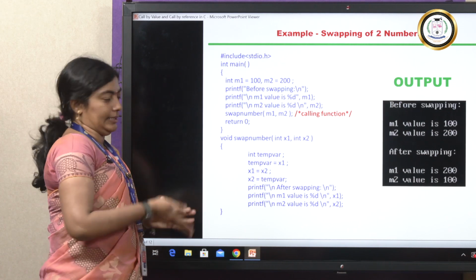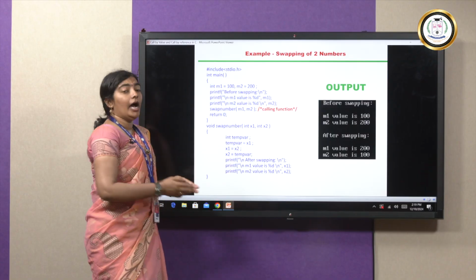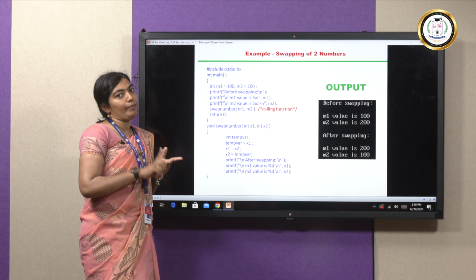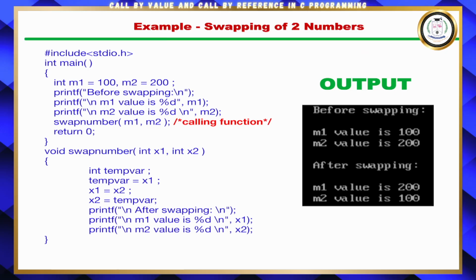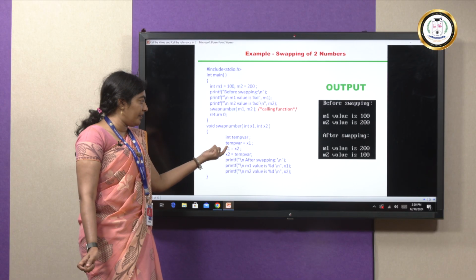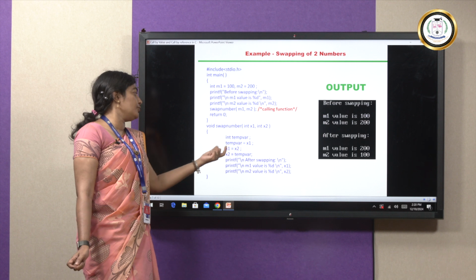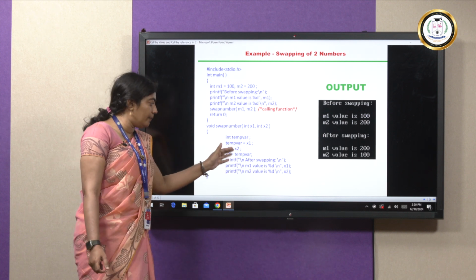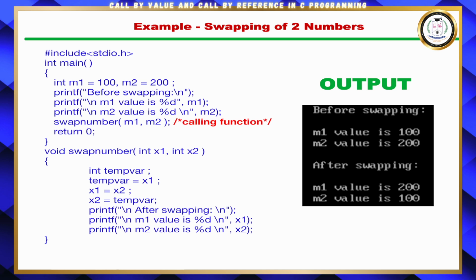So in my function, I'm declaring two different variables, x1 and x2, to hold the values of m1 and m2. So x1 is equal to the m1 value and x2 is equal to the m2 value. As I said, we need a temporary beaker to change the values, so I have used an int temporary variable. Temporary is equal to x1, x1 is equal to x2, x2 is equal to temporary. After swapping, I have just printed both numbers. Now my result will be 200 and 100, right?